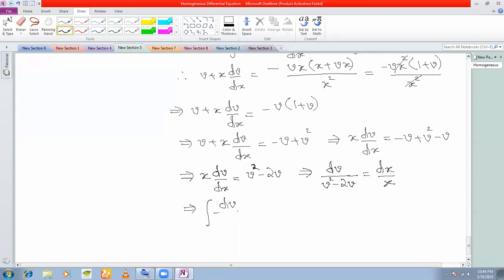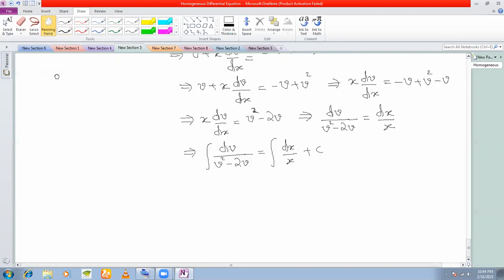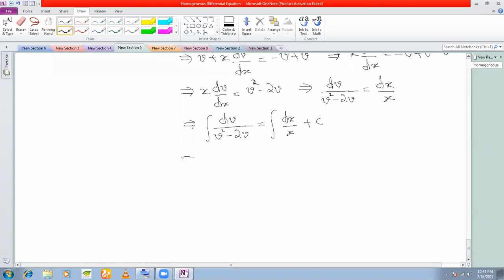Integral dv by v square minus 2v is equal to integral dx by x plus a constant of integration. Okay, now how to integrate this one? You see v square minus 2v, a square minus 2ab is there. What is missing? Only the b square term is missing, right? So we give a b square term: v square minus 2v plus 1 minus 1, right? You can write it in this way.